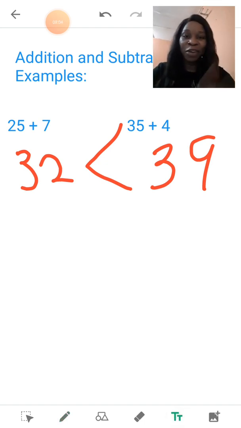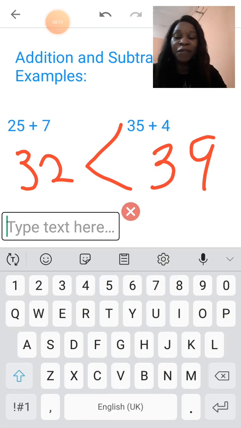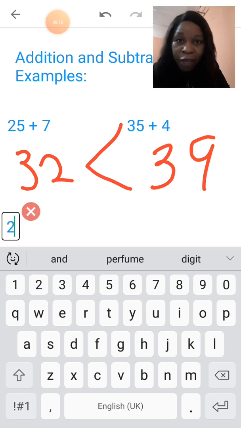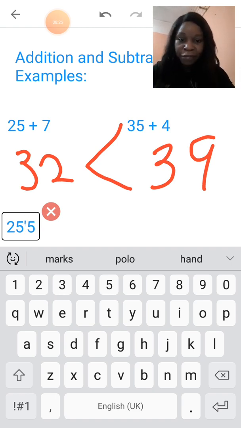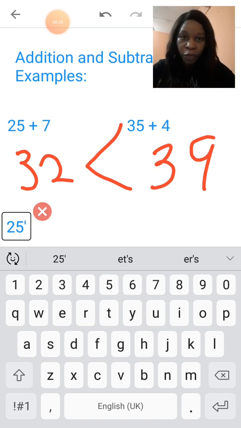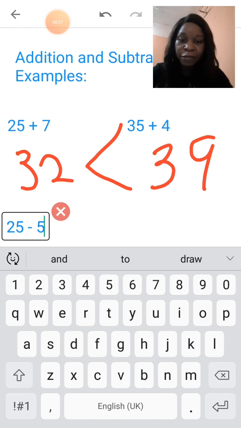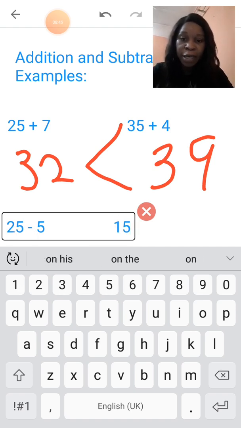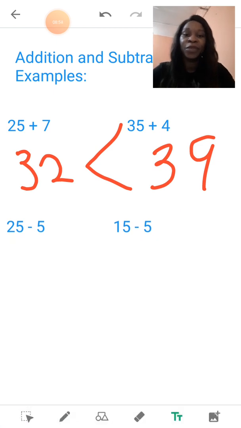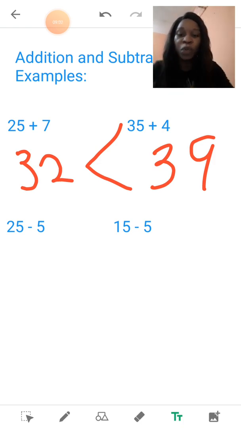Okay, but if we have another question, let's take a subtraction now. We have 25 minus 5, and 15 minus 5. What do I do? First of all, the sign says subtraction. Don't forget, subtraction, no addition. So 25 minus 5 will give us 20.